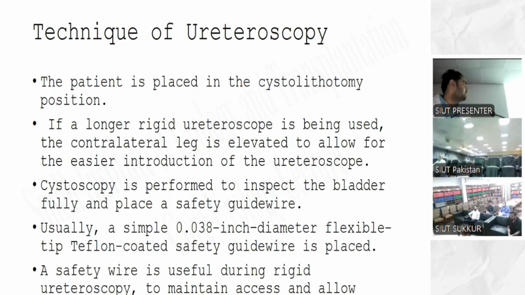Regarding the technique of ureteroscopy, we place the patient in the lithotomy position, with the contralateral leg elevated, which allows easy introduction of the ureteroscope. Now, in order to maintain access up to the ureter, initially we use the cystoscope and place the guide wire up to the pelvicalyceal system, and then, following this guide wire, we insert the URS.